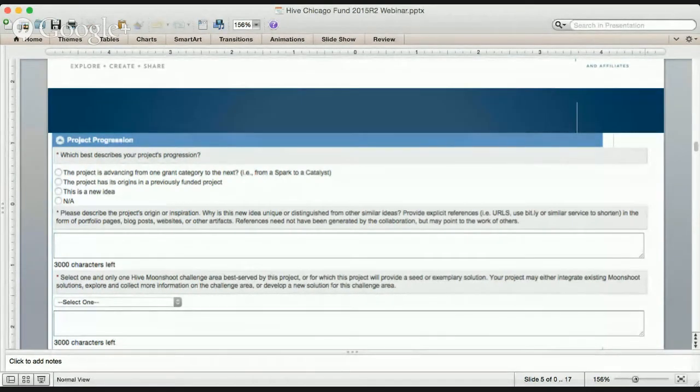The next question has been there in the past, but we've just refined it again. So please select one and only one Hive Moonshot Challenge area. The reason we've done that is that we really feel the moonshots you're working towards one action item, and we want you to address that. In the drop-down menu, this is a screenshot, so the drop-down menu is not going to be there, but it'll have all the different moonshots, and you should select one and explain why the project is a seed solution or an exemplary solution to that.